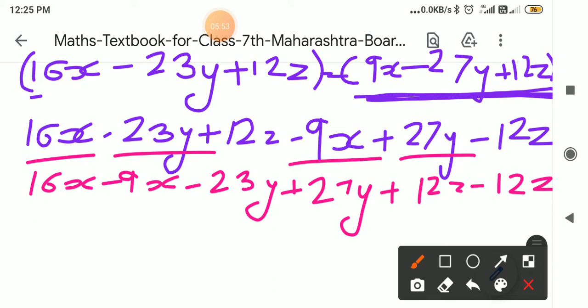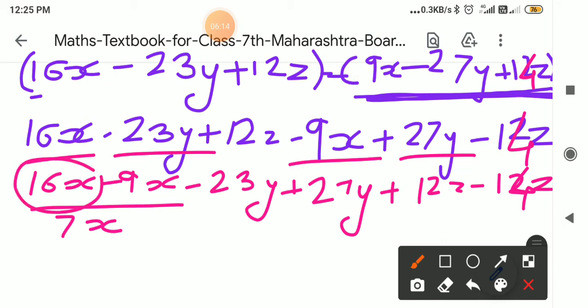Sorry, here it is 14z in the question. So 14z will come at this place. Now 16 minus 9, its answer is 7x. The sign we have to give is that of the bigger number. 16 minus 9 is equal to 7, and the sign is plus because 16 is the greatest number and the greatest term is positive, that's why the answer is 7x.